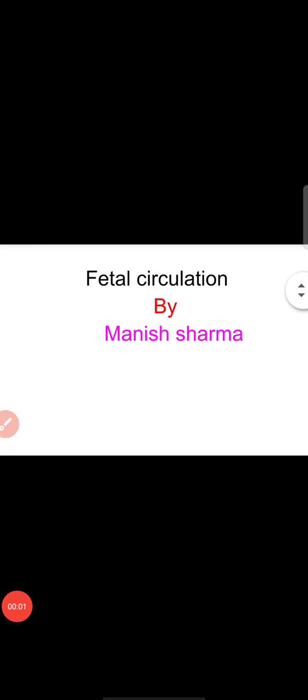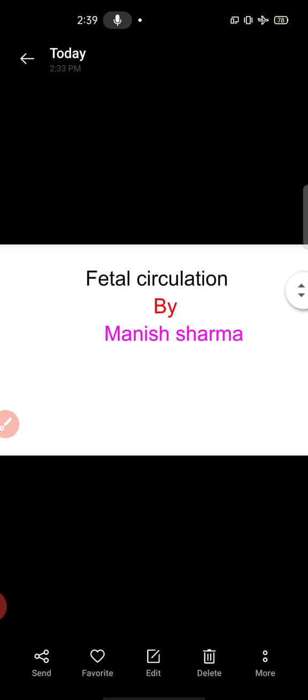Hello students, in this video we are going to discuss fetal circulation. As we all know, during fetal life, the fetal heart, lungs and other organs are not fully able to perform their function. Especially the lungs are not capable of performing the respiratory function. The fetus receives oxygenated blood from the placenta and returns deoxygenated blood to the placenta.